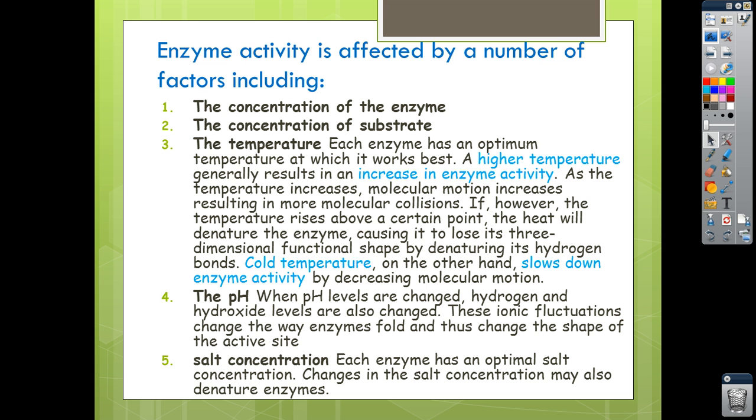Your pH. We're going to talk about pH when we do properties of water, but your pH, basically, when we're talking about whether something is basic or acidic, also has an effect on the activity of an enzyme. When the pH levels are changed, your hydrogen and hydroxide levels are also going to be changed as well. So these fluctuations change how the enzyme basically folds. It changes then the shape of the activation site where the substrate can attach.